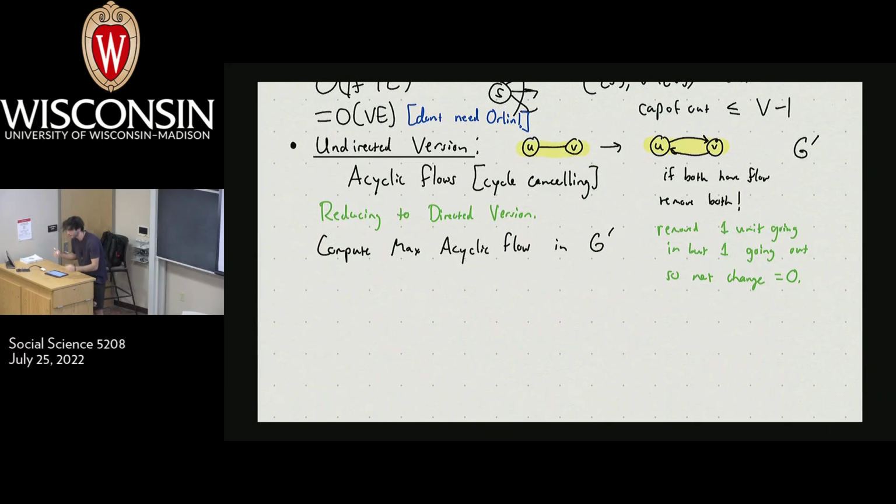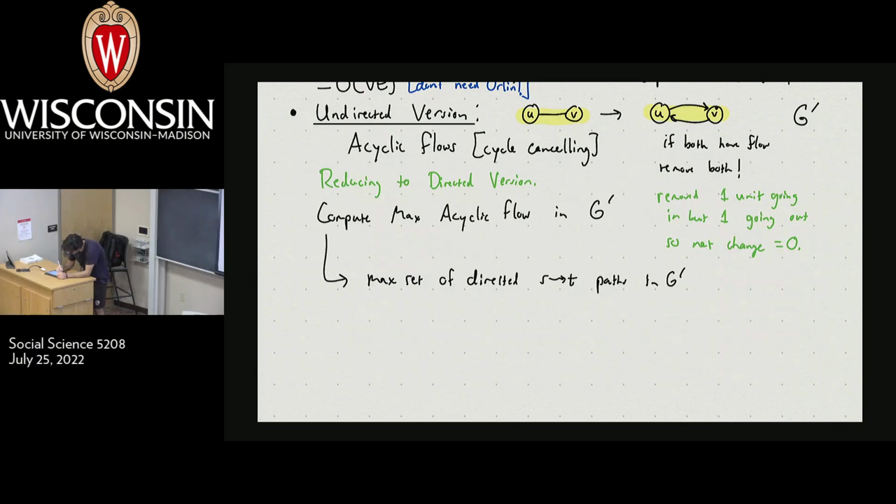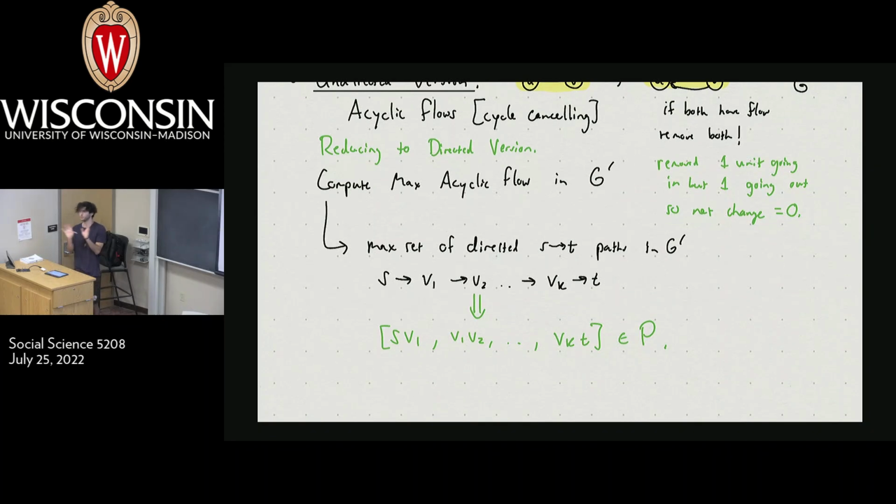So what's the final solution? What are the paths? When we compute this, this will give us a max set of directed S to T paths in G prime. So to get the set of paths P for our original graph, we'll define P to be just the same thing. So if we have a path S, V1, V2, ..., Vk to T, then this will turn into S V1, V1 V2, etc., Vk T. This path goes in our set P. So essentially, we just removed the direction that was enforced in the graph G prime.